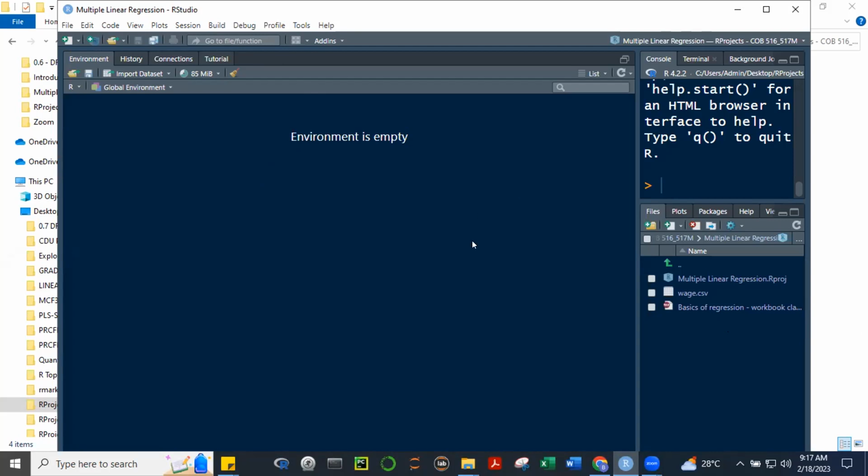When I say ready, you have already this project open, multiple linear regression. And then you can see here on the files, you should have wage and the basics of regression. Thank you. Done. Okay, good. Done. So let's wait for the others. Should you have any questions, please feel free to ask.